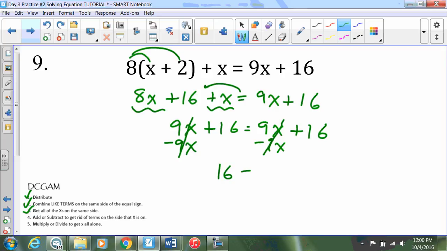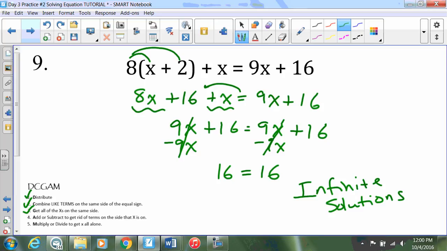So when our x disappears and we end up with a statement, we have to ask ourselves, is this true? Does 16 equal 16? And we would answer, yes, it's true. So we would write infinite solutions. And the reason why is that this equation is set up so that you can plug any x in that you want, and it will always end up with 16 equals 16. So that's why there's infinite solutions for x. No matter what x you plug in, you're going to end up with 16 equals 16, which is correct.